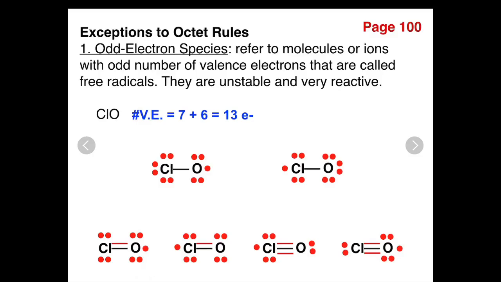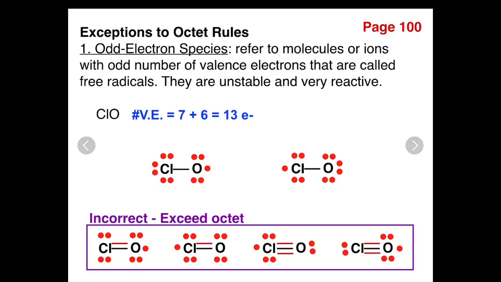Oxygen cannot have an excess number of 8 electrons. So that means in this case, all of these are incorrect, because they exceed the octet rule. They have more than 8 electrons, including this chlorine as well. 1, 2, 3, 4, 5, 6, 7, 8, 9. So that means in this case these four structures are invalid. They are not correct structures because they exceed the octet.